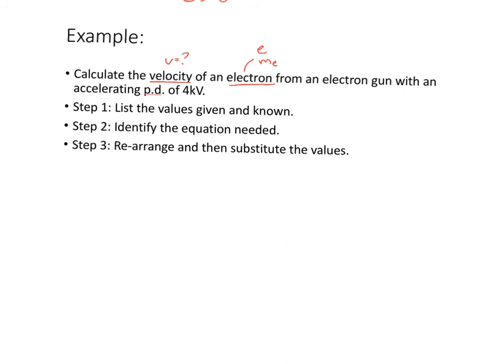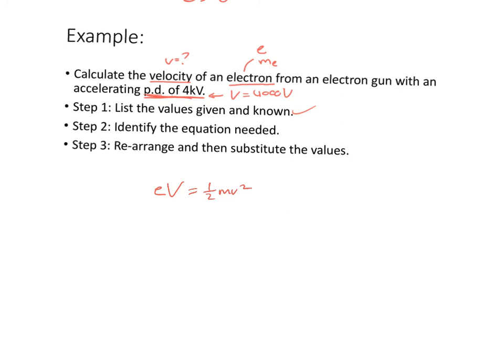From an electron gun with an accelerating potential difference of 4 kilovolts. So voltage is 4,000 volts. Firstly, list the values that you're given and known. Done that. Identify the equation needed. I know that the electron was accelerated from an electron gun, so I know that it gained energy EV, and that energy went into kinetic energy. So I need to rearrange for V.